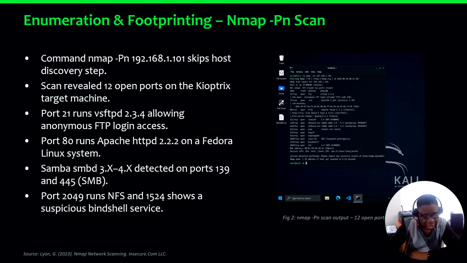Then port 80 runs Apache httpd 2.2.8 on a Fedora Linux system. Then the Samba smbd 3.X-4.X is detected on ports 139 and 445. Port 2049 runs NFS, and 1524 shows a suspicious bindshell service.